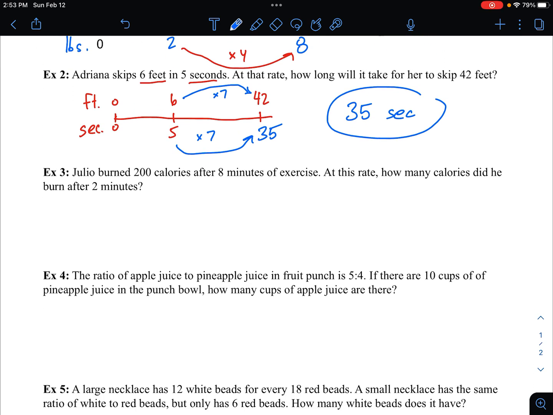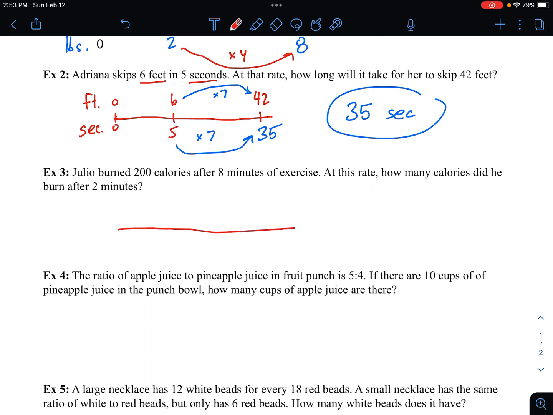Let's try example number 3. Again, they do not draw a double number line for us, so we have to draw it ourselves. Let's read first. Julio burned 200 calories after 8 minutes of exercise. At this rate, how many calories did he burn after 2 minutes?